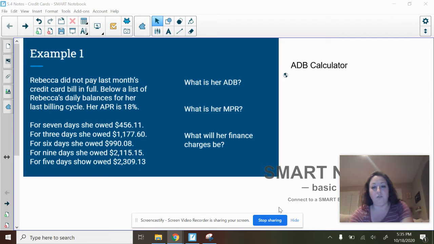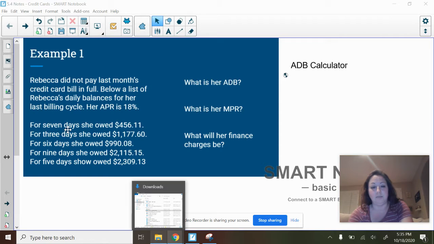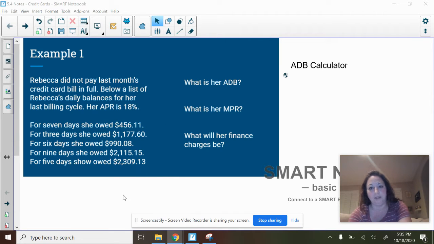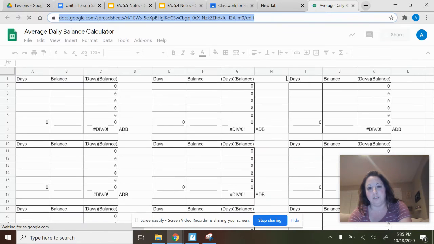To find the average daily balance, you take the number of days times the balance that's given, and then the number of days times the balance is given. You have to add everything up all the way down and then divide by how many days are in the billing cycle. Kind of a pain. So what I did was I actually made you a calculator. It's an Excel file. It's nothing crazy.